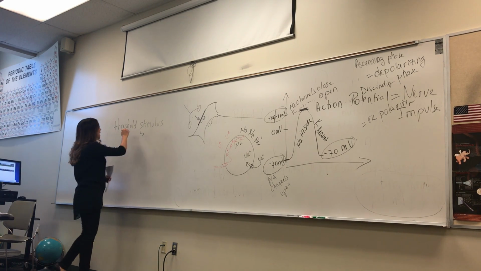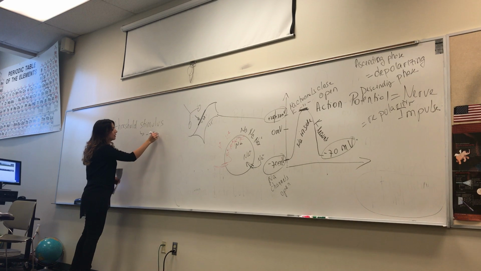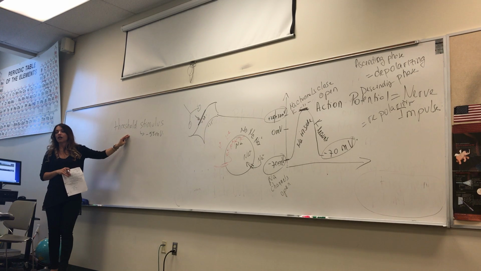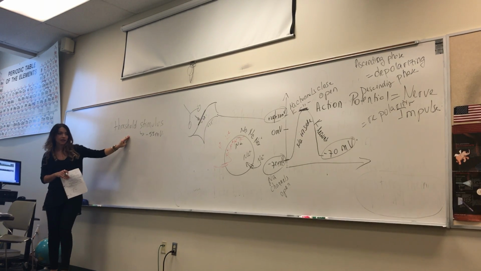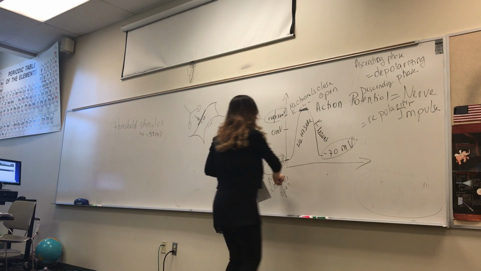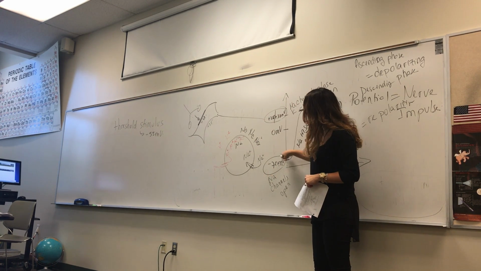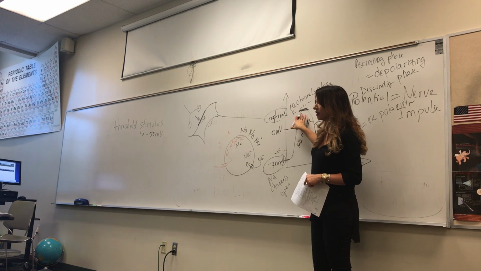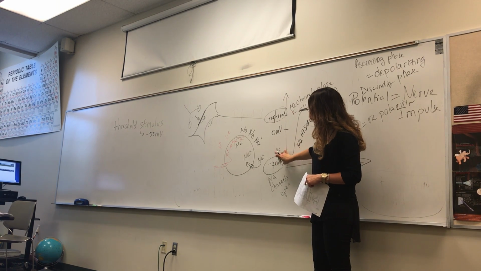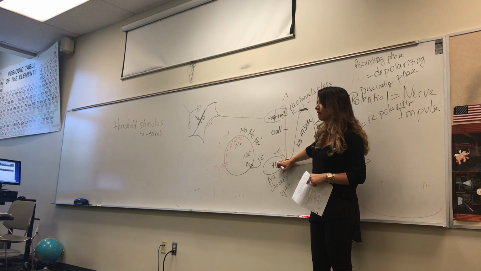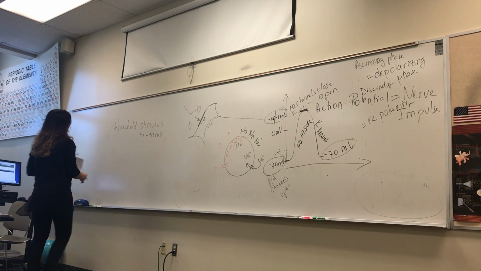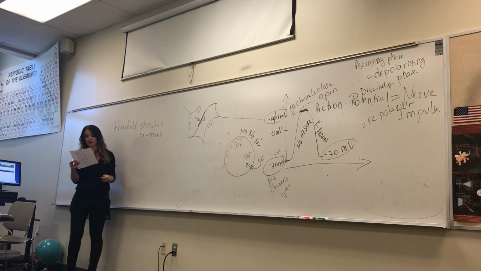Now there is a value for this: minus 55 millivolts. That is the value for my threshold stimulus. So what that means is, if I have enough sodium to fire up to minus 55, I will for sure reach my action potential. But I have to have enough sodium to cause this difference from minus 70 to minus 55 in order for me to fire all the way up. So that's my threshold stimulus. The value for that is minus 55.